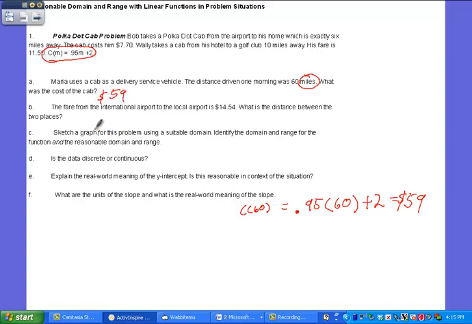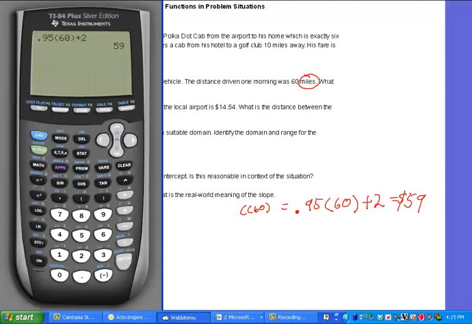Alright. Now, on the next question, it's asking me instead the fare from the international airport to the local airport was $14.54. So what is the distance between the two places? Now, there's really two ways we can do this, and in fact we could have done it with the other one too, which is go to our y equals and just put in the equation, which is 0.95 miles plus 2. And had we gone to our table and scrolled all the way down to 60, we would have also seen that we would have had $59. So just doing that real quick, 60 gave us the $59.